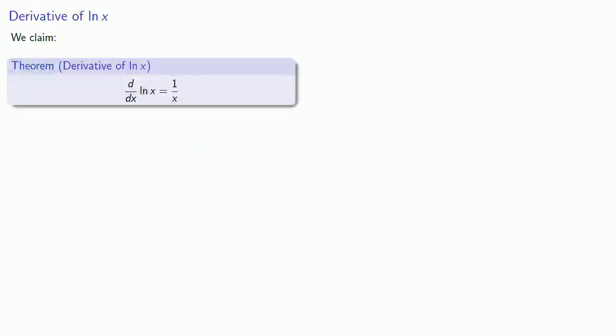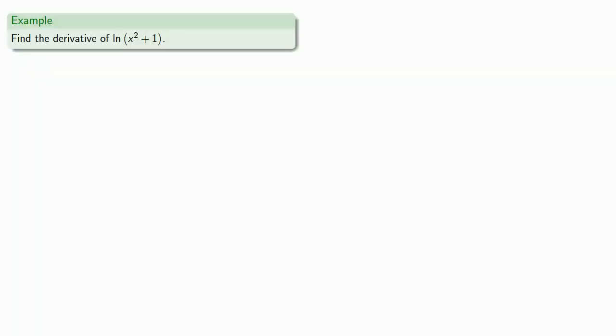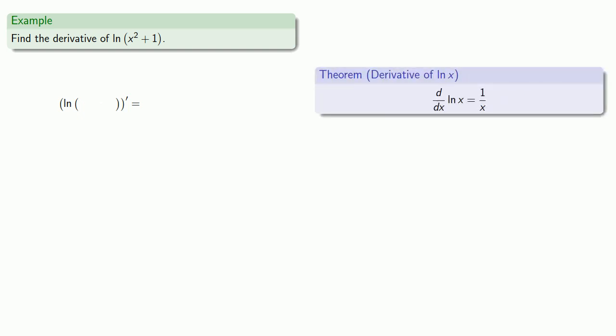As with the derivative of sine or cosine, we can, with some effort, find the derivative of log from first principles. But the proof is rather involved, and so we'll simply claim without proof that the derivative of log of x is 1 over x. And for example, say we want to find the derivative of log of x squared plus 1. So for variety's sake, we'll use our prime notation. Well, the function is log something, and so our derivative of log something is 1 over something times the derivative of something.